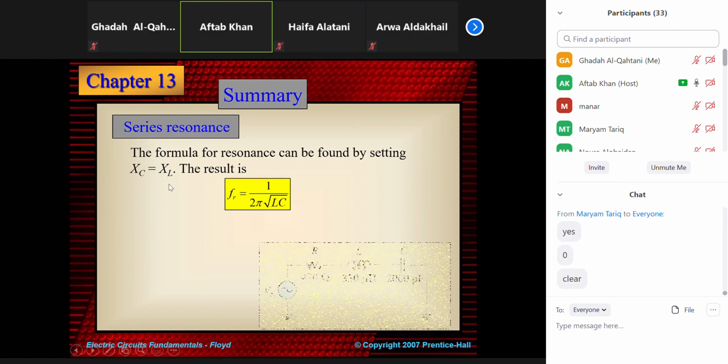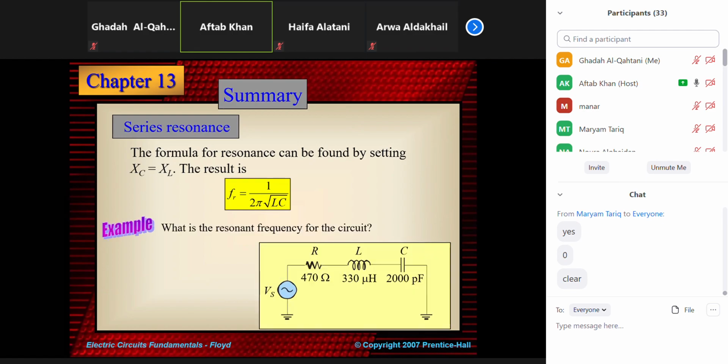Okay, let's see. What is the resonant frequency for the circuit? So simple, just apply the formula. And what I found is 196 kilohertz. At that frequency the circuit will behave like a purely resistive circuit because XL and XC will be equal. This is the way to understand this.